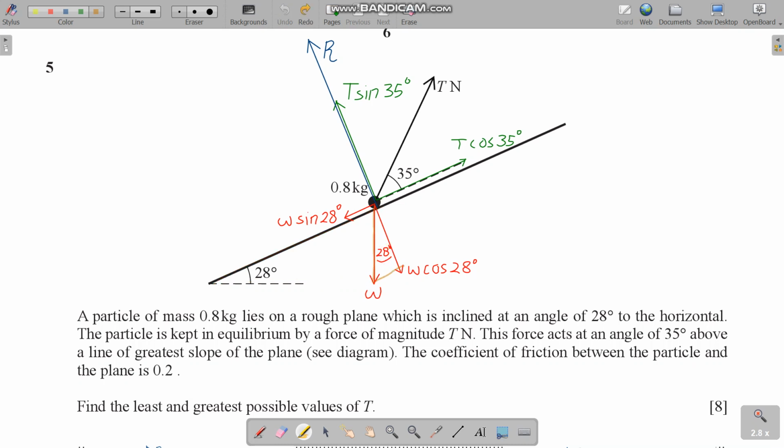Now look at this right angle triangle. This is a right angle. The hypotenuse is W. If you are looking for the adjacent, we use cos. If you're looking for the opposite, we use sine. That's why we split it into W cos and W sine.